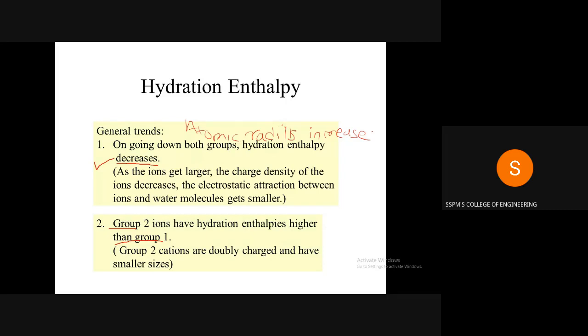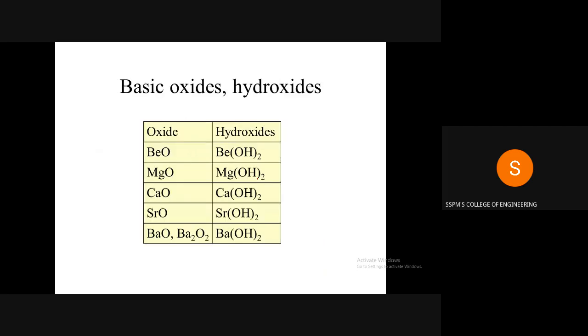As you move down the group, atomic radius will increase, the size will increase, and because of that, the tendency to react with water will decrease. So when you go down the group, atomic radius increases, size will be more, hence the tendency to react with water decreases. So this is the reason hydration enthalpy decreases down the group.